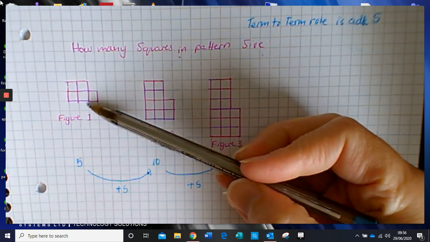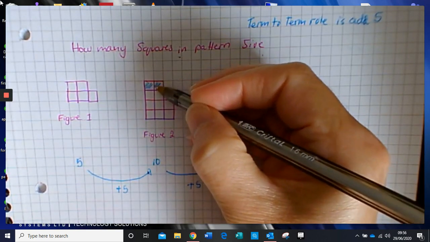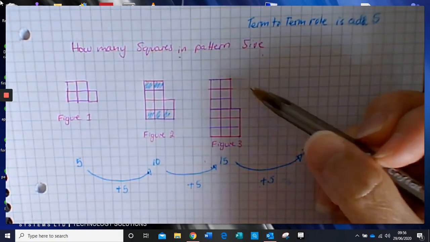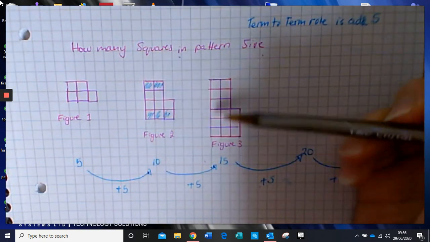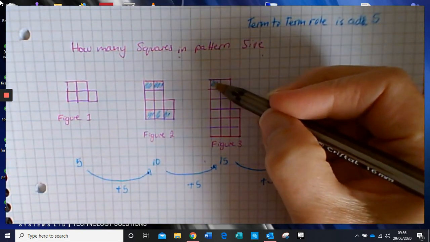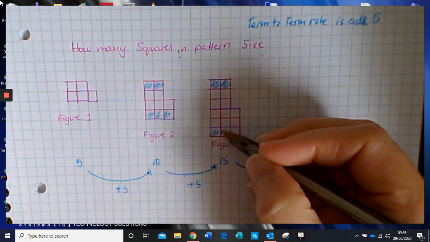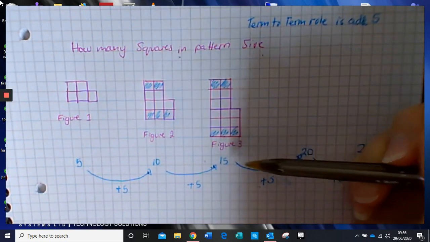If you look at figure 1, in figure 2, you've got a row of 2 at the top added and a row of 3 at the bottom added to the previous one. That's where your 5 comes from. In this one, we have got, again, a row of 2 added and a row of 3 at the bottom added, making an extra 5 again.